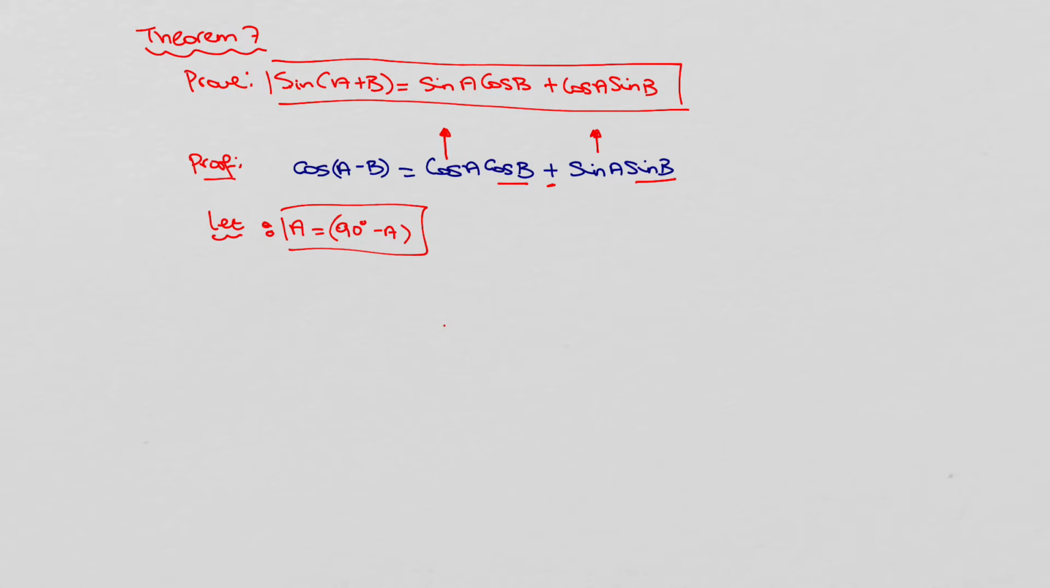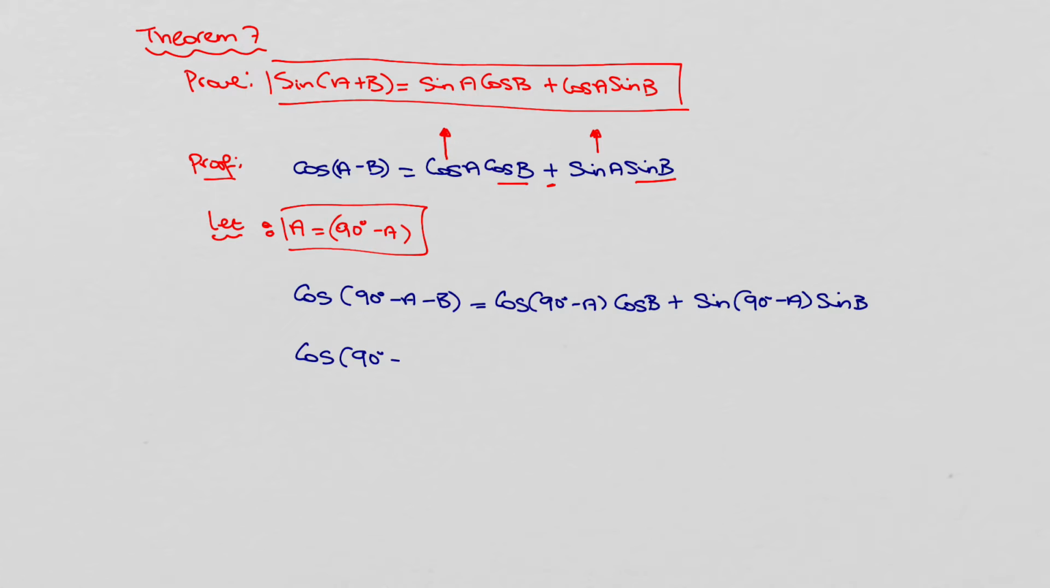So watch what happens when we do that. Instead of A, I'm now going to put 90 degrees minus A, and then minus B. That equals cos of 90 minus A, cos B, plus sine of 90 minus A times sine B. On the left-hand side, if I take out minus 1 as common, that leaves me with A plus B. Cos of 90 minus A is sine A, and sine of 90 minus A is cos A. On the left-hand side, cos of 90 minus an angle is sine of that angle. Now we're done.